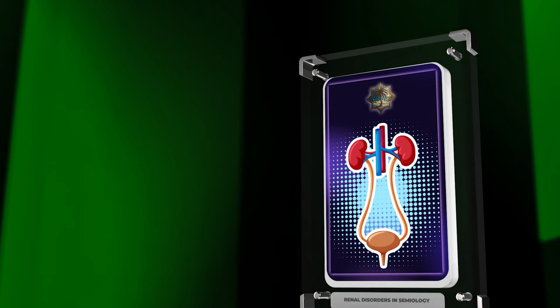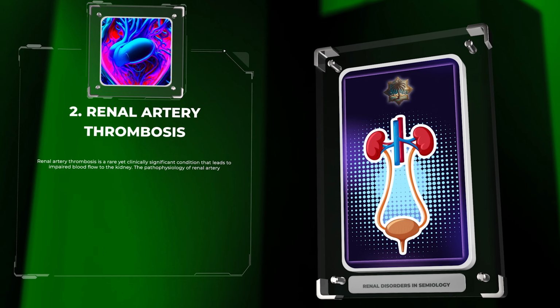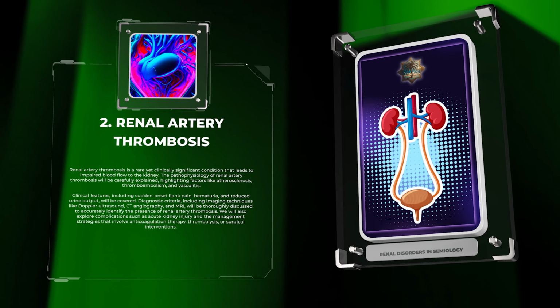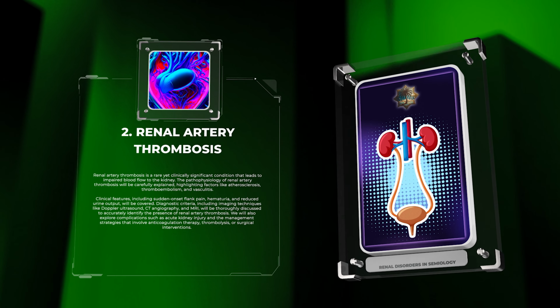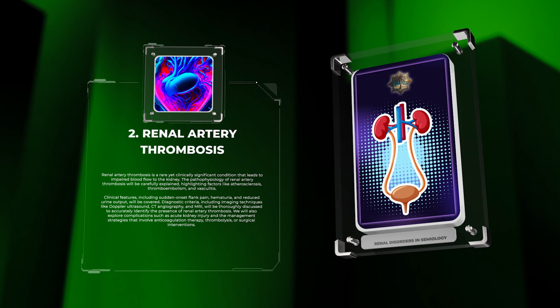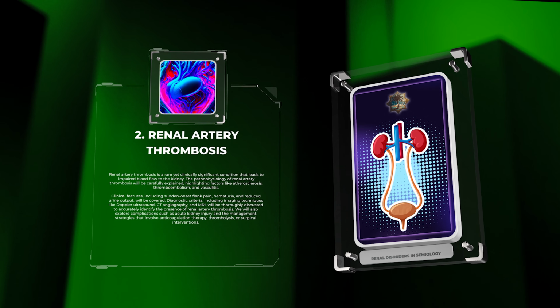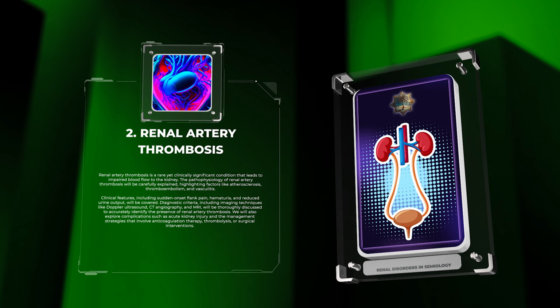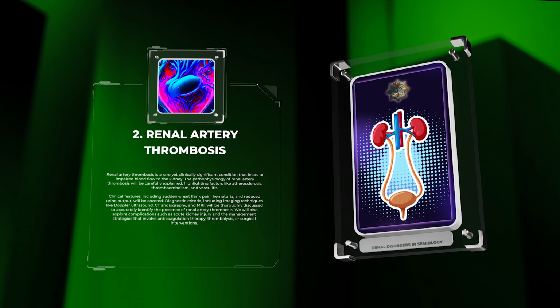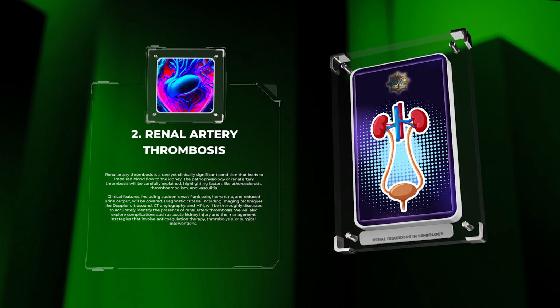Renal artery thrombosis is a rare yet clinically significant condition that leads to impaired blood flow to the kidney. The pathophysiology of renal artery thrombosis will be carefully explained, highlighting factors like atherosclerosis, thromboembolism, and vasculitis. Clinical features, including sudden onset flank pain, hematuria, and reduced urine output, will be covered.